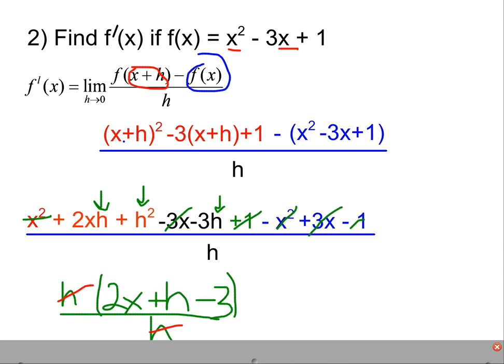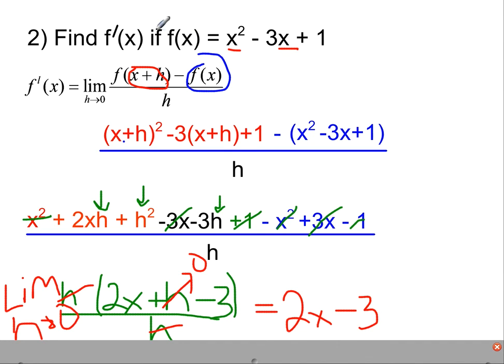We now have 2x plus h minus 3, and we are now finding the limit as h approaches 0. Well, if you notice, we no longer have h in the denominator. Our only h is right here. So basically this is going to go to 0. So what do we have left? We have 2x minus 3.